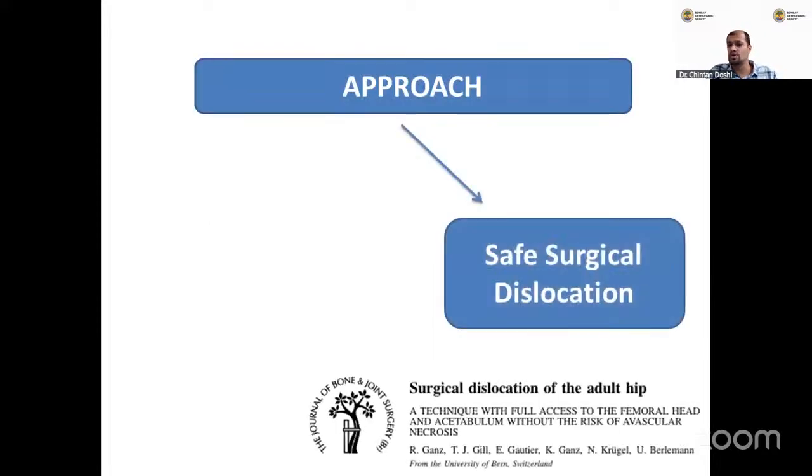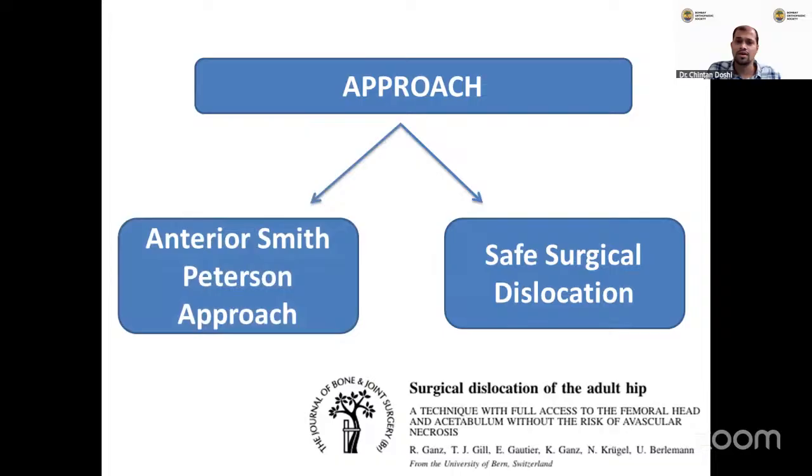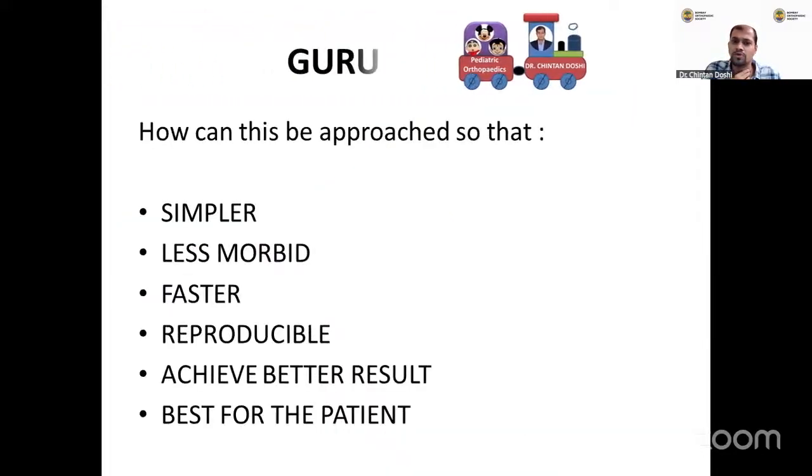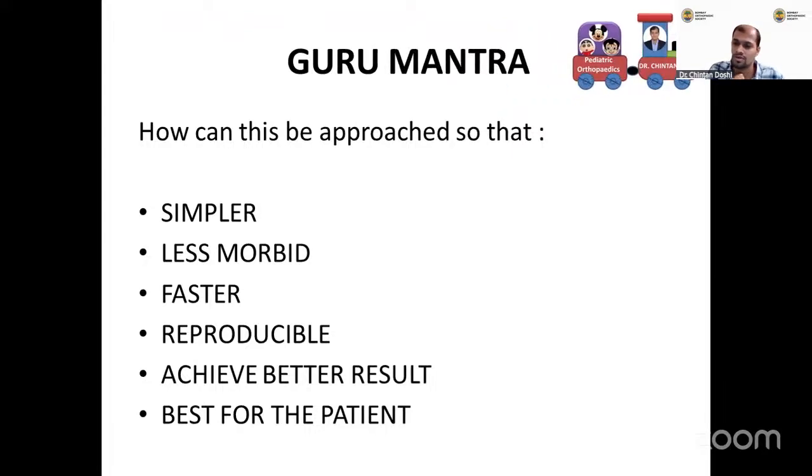So as we all know, for slipped capital femoral epiphysis, we do safe surgical dislocation, very well described by Ganz in his paper, to preserve the vascularity to the head. But what other approach are we all very familiar with? The anterior Smith-Petersen approach. We use it for so many other cases like DDH, septic hip exposure, or going anteriorly through the capsulotomy. So I thought, how can we approach this in a simpler way?